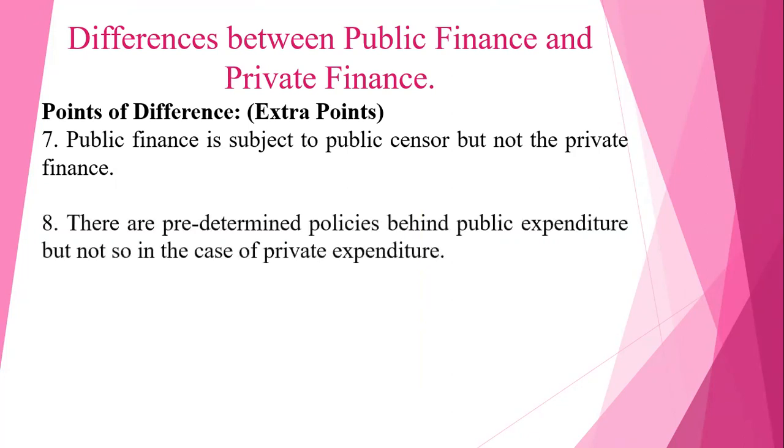There are predetermined policies behind public expenditure, but not so in the case of private expenditure. Now, the meaning of this point. Public expenditure is done to achieve goals which are predetermined in their nature. The 5-year plans in India outline the amount and the procedure of public expenditure. But this is not the case with an individual.